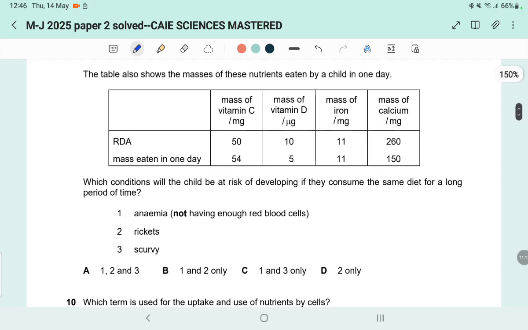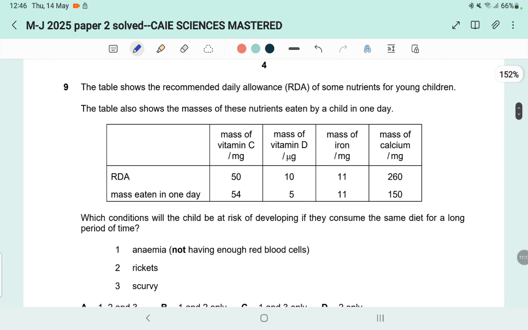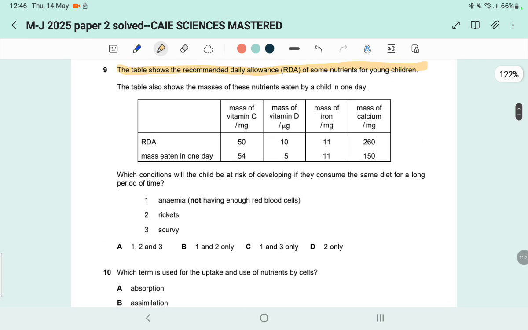Number 9 is saying to you, the table shows the recommended daily allowance of some nutrients for young children. The table also shows masses of these nutrients eaten by a child in one day. Which condition will the child be at risk of developing if they consume the same diet for a long period of time? Okay, so let us analyze it together.